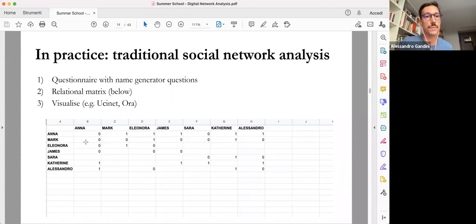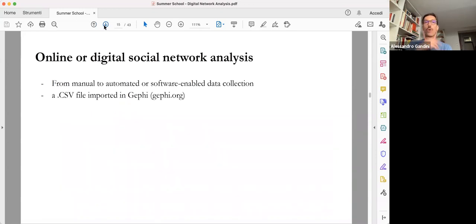Yes. Okay. So this is how you translate name generator questions into spreadsheets manually. The existence of a tie is usually given by one in the context of the matrix, and the absence of a tie by a zero. As I said, this is very labor intensive, and fortunately, with online social networks, we do not have to do all this because we are, as Marres says, in the context of networked and social data. So they are natively networked data that we just need to figure out how to process.